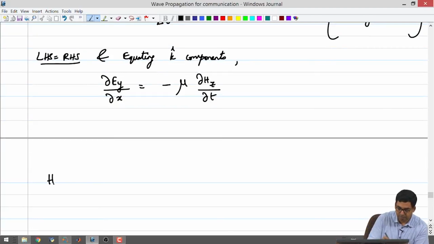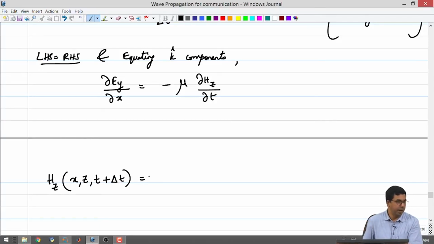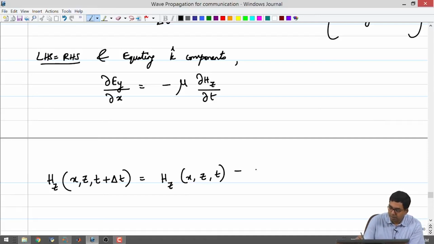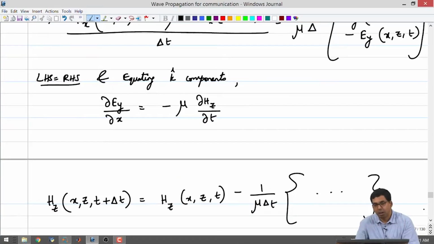But other than that, it's very clear the unknown quantity is going to be Hz at x, z, t plus delta t. This is the quantity that we are interested in finding. So, this is going to be the current value of Hz at x, z, t. So, I will be having some expression for finding out the electric field derivative with respect to x. That is it. So, now you have 3 equations, each of them is telling you what the future value of that particular component is going to be.